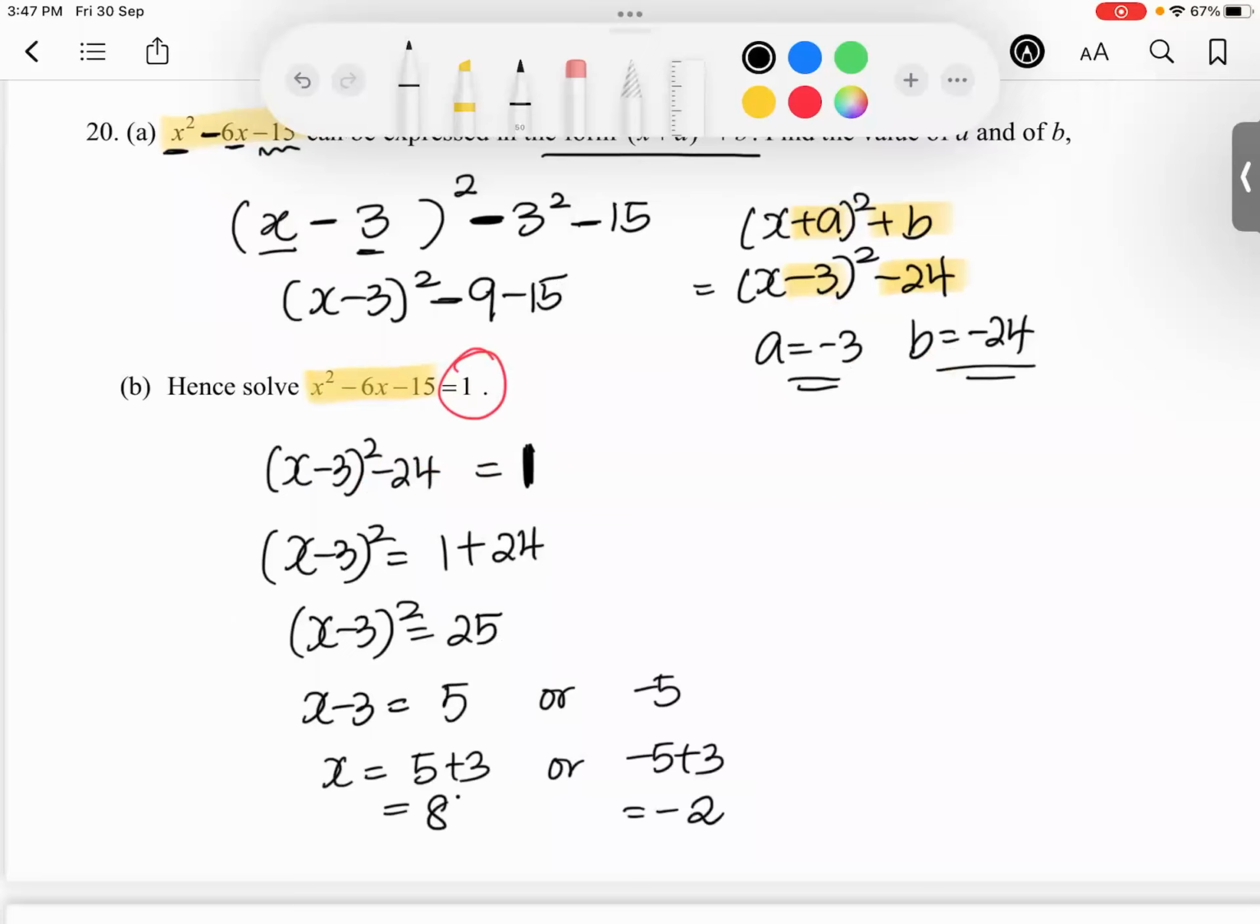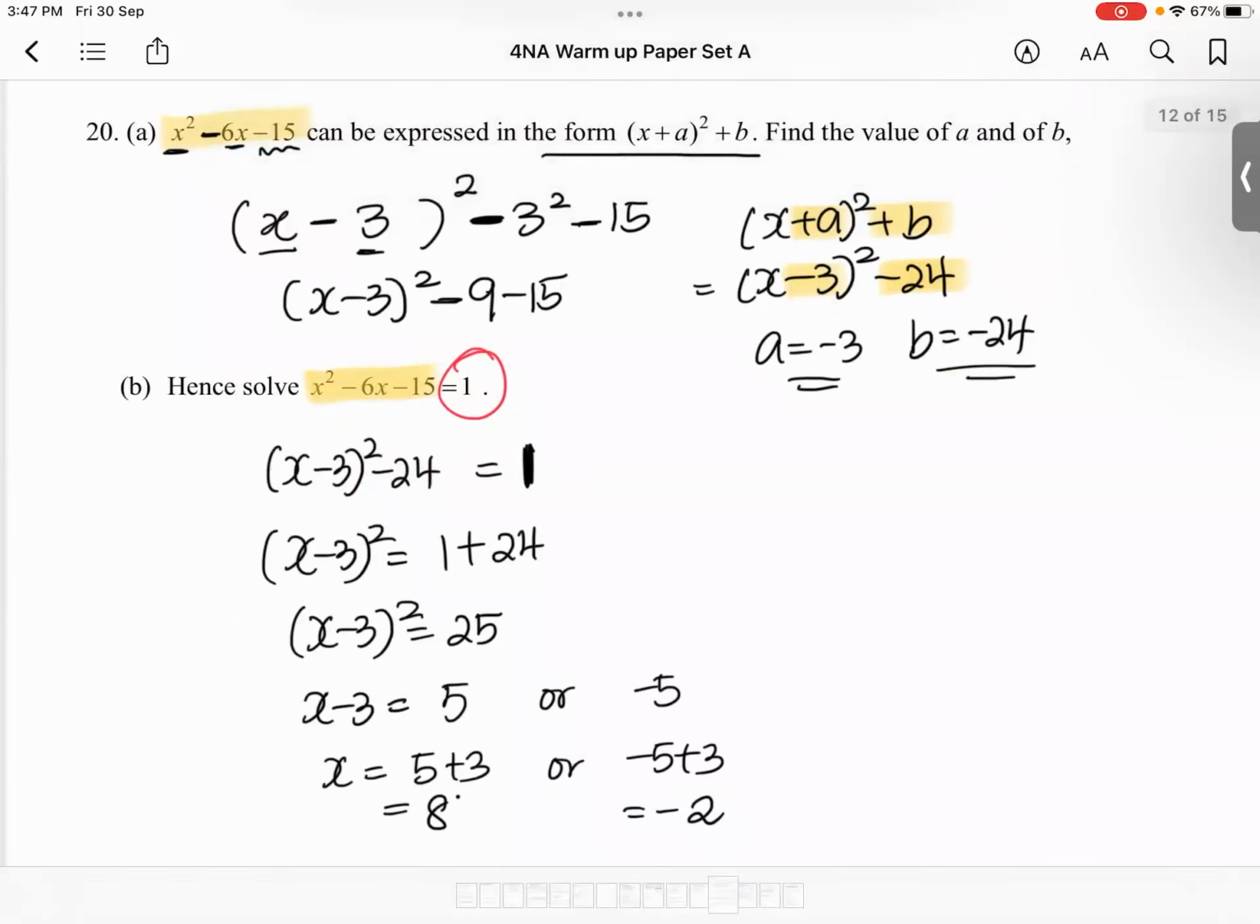Is this okay? Can? So just be careful of the question. It's not always equal to 0. Sometimes it can be equal to a number. Can? Then I move on already.